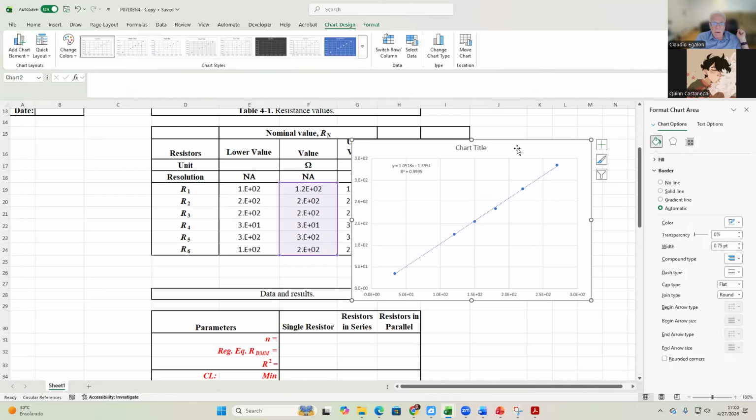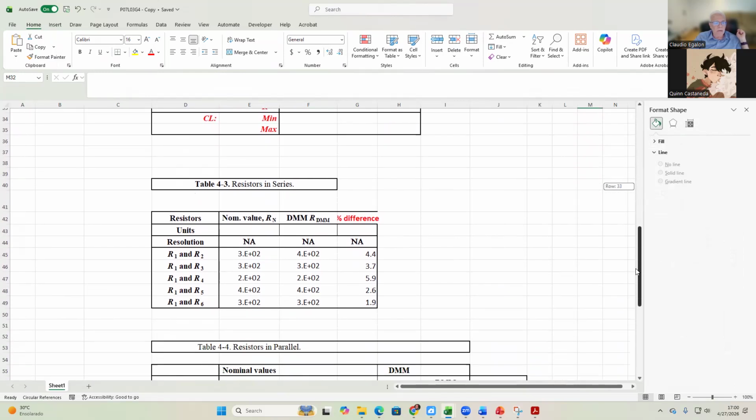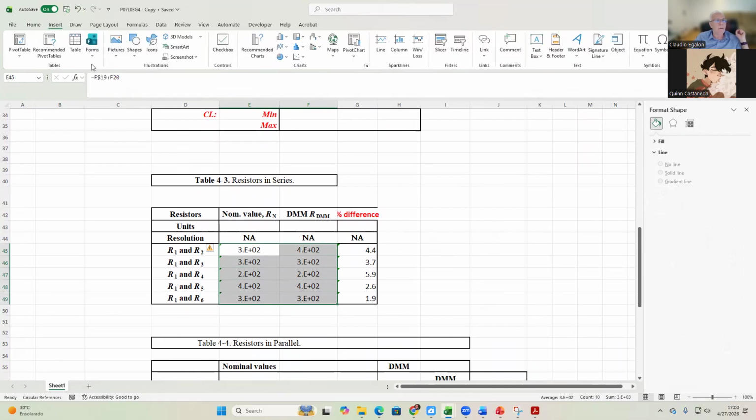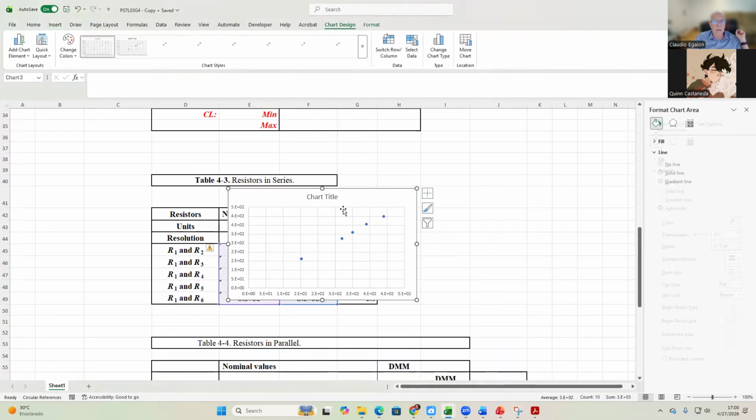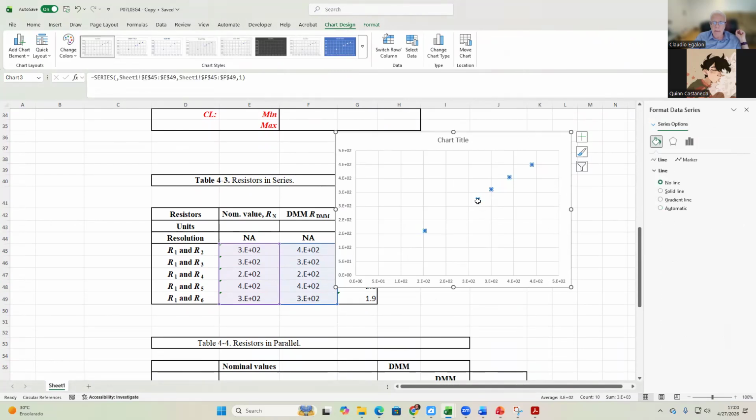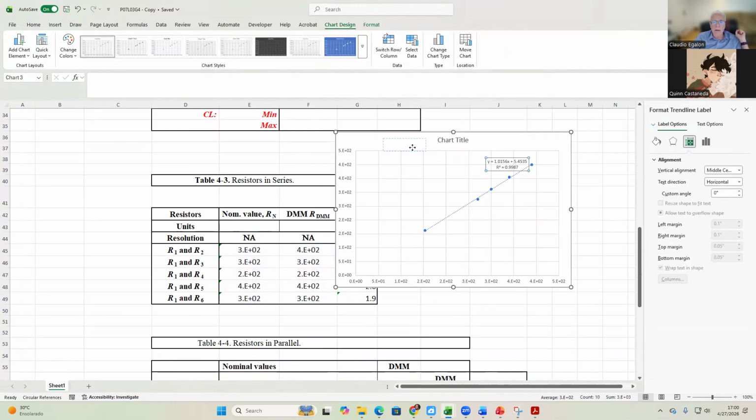Could we check the second chart? Okay, let's check the second chart. The second chart is those two, okay? Resistors in series. Insert chart, here you go. Did you get that one too, like that? Yes. Okay, add trend line, display R square, right? Here you go. So looks like you got it right. 1.0156 for the slope, right? Yes.